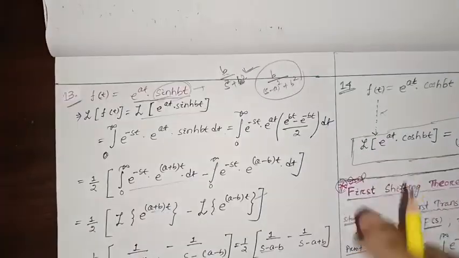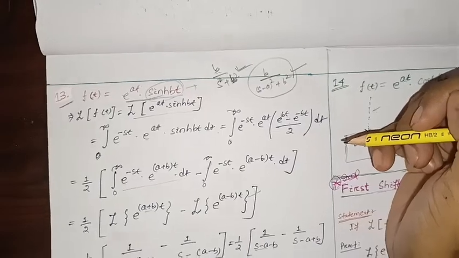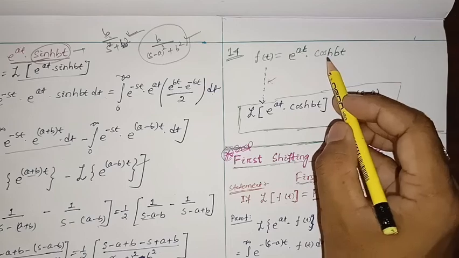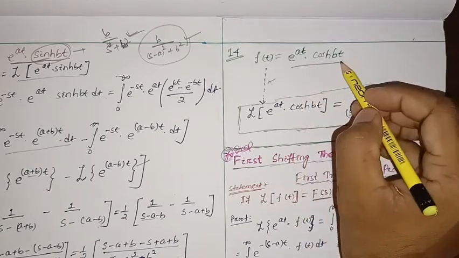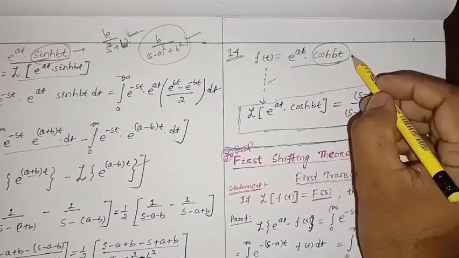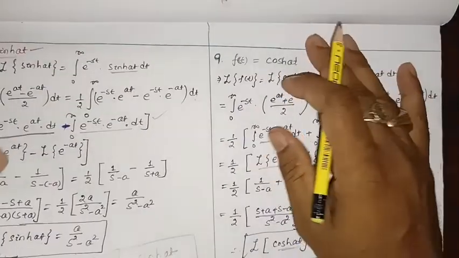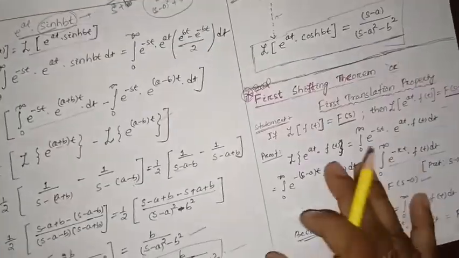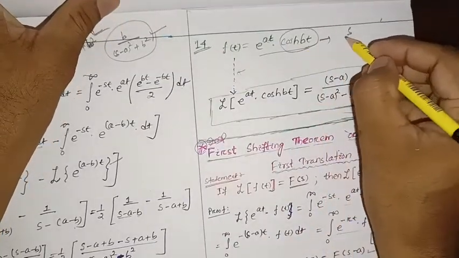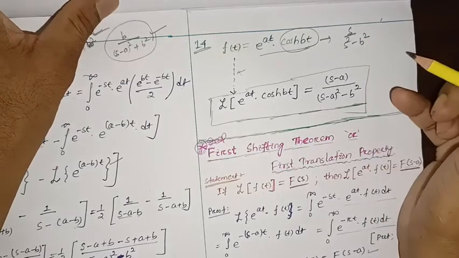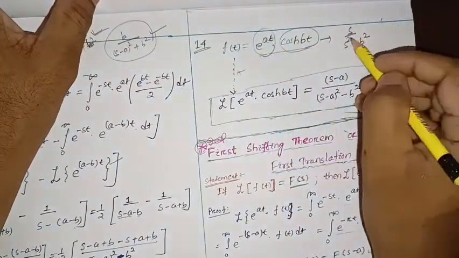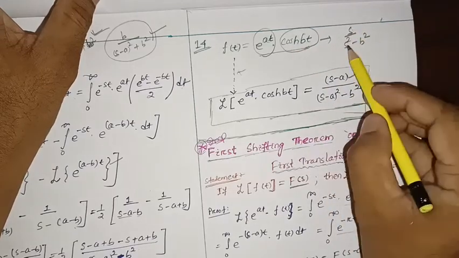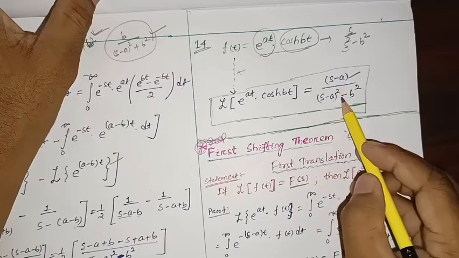Same as whatever we discussed, using the first shifting theorem. Similarly, e to the at cosh bt. What will be the value? The Laplace transform of cosh bt. See here, cosh at is nothing but s by s square minus a square. So cosh bt will be s by s square minus b square, right? So e to the at is there, means instead of s we have to write s minus a. So the value will be s minus a by s minus a whole square minus b square.